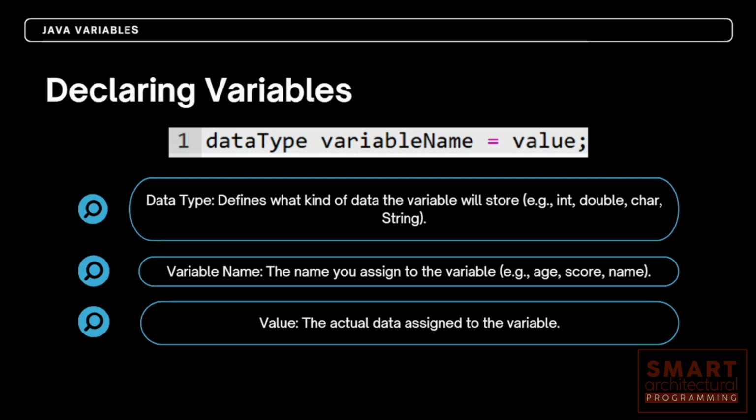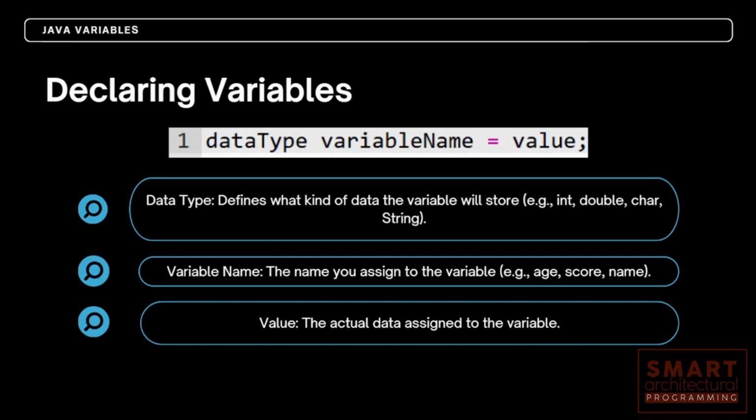Before the name, we write the data type, which defines what kind of data the variable will store, whether it's an int, double, char, or a string. Then we have the variable name. That's the name that you assign the variable, whether it's age, score, name, what have you. That's completely up to you. But there are certain conventions that you always need to follow when you're declaring variable names. Generally speaking, in technical terms, it can be anything you want it to be. And then there's the value, the actual data that you're trying to store under that variable name.